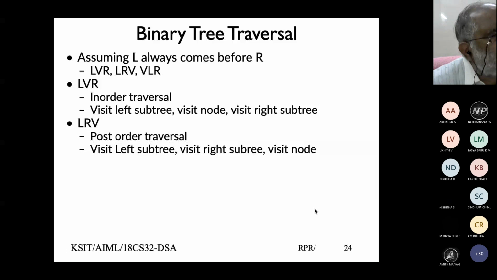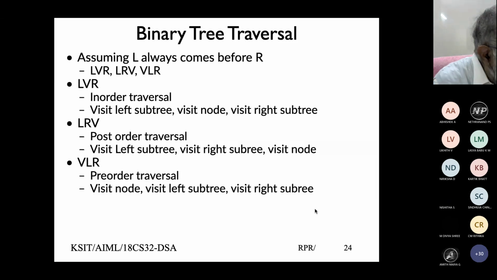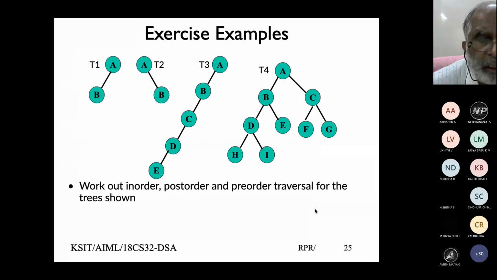So when we do expression evaluations, we typically do post-order traversal to evaluate, and that's what is typically used. And we've taken some examples: given the tree, perform a pre-order, in-order, or post-order traversal for the given trees.